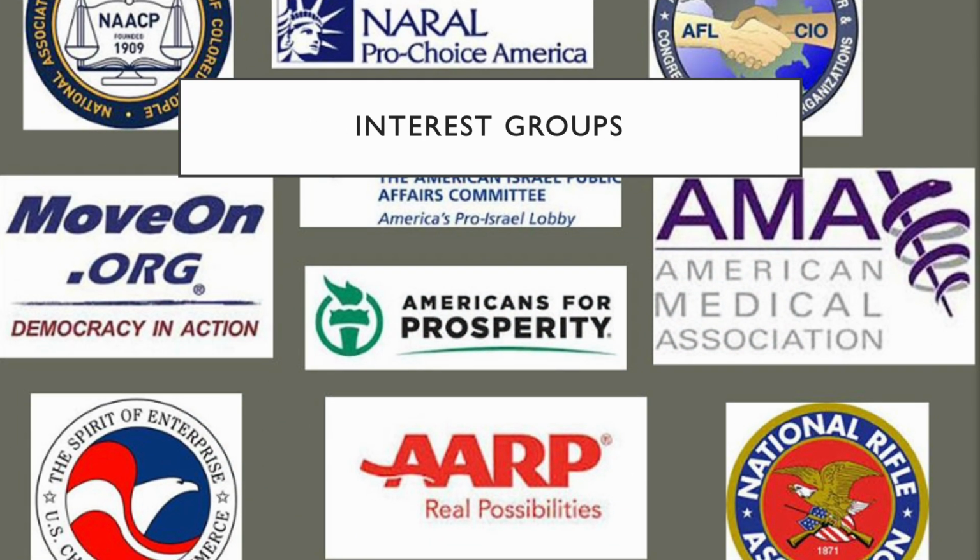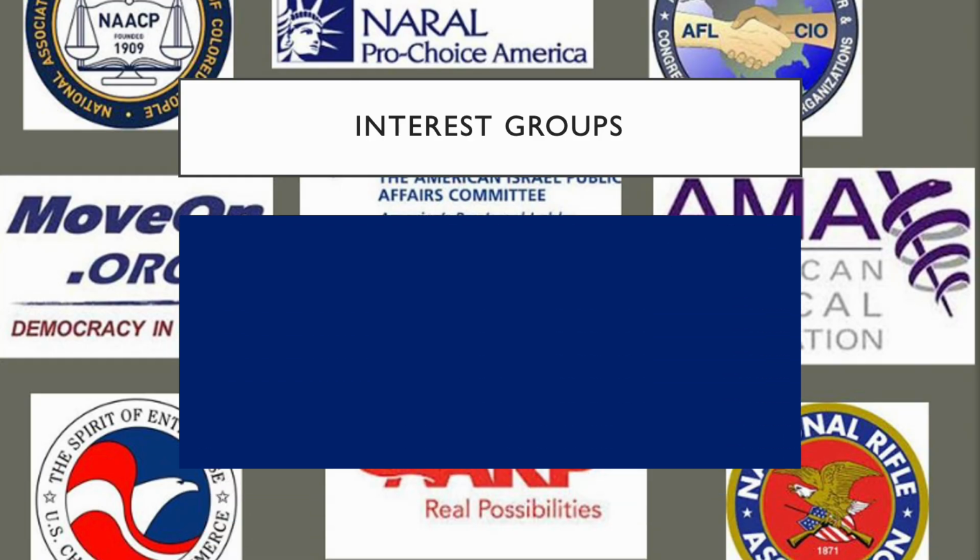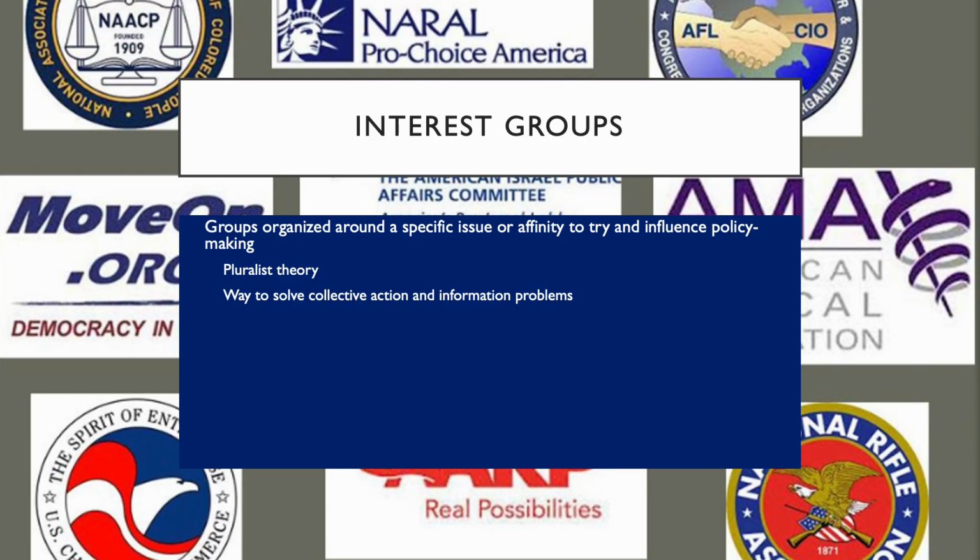So the next interest or linkage institution we're looking at is interest groups. These are very similar to parties in that they're trying to solve collective action problems. They are groups organized around specific issues or a specific affinity. They might be organized around an issue, like the environment, firearms, or Israel advocacy, or around groups of people, like labor unions, associations for ethnic minorities, or retired people. But what's key is that they are different from parties in that they don't nominate candidates, and they don't organize the government or a party in office.